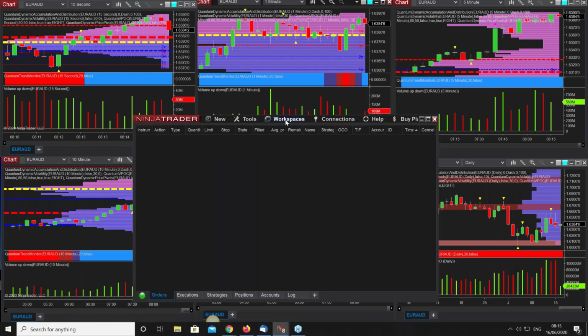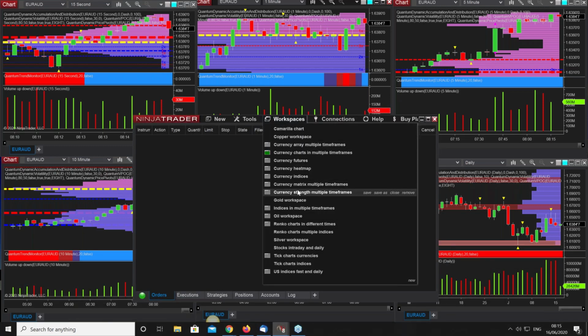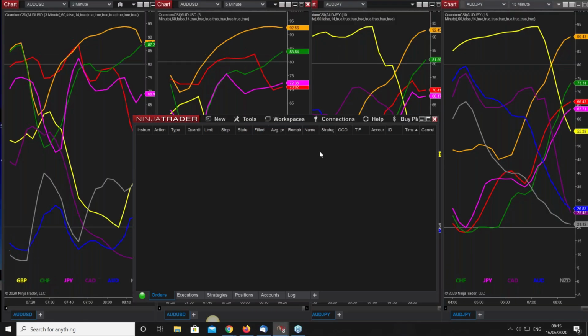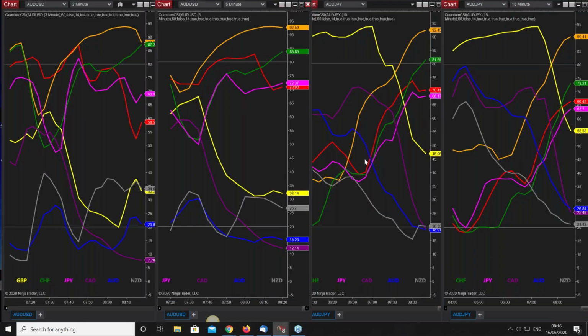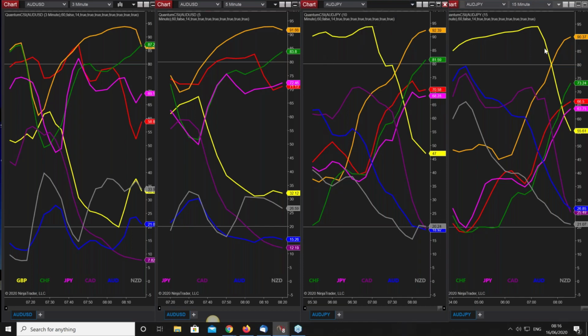Let's just go to the CSIs and see where we are. We've got multiple currency strength indicators. Here we are. This is what's going on right now. So we're on Euro Aussie there. And the nice thing about that trade is that this is on 10, I think. There we go. That's 10 and 15.